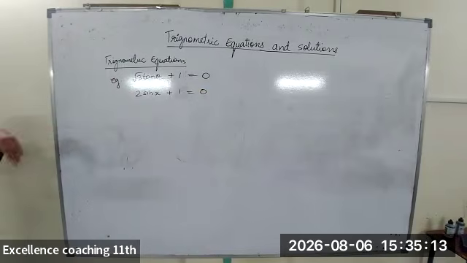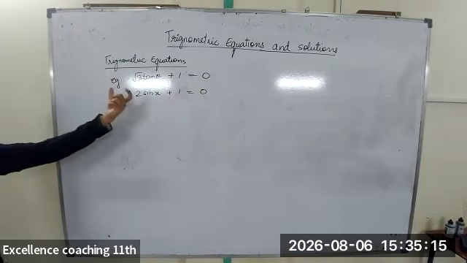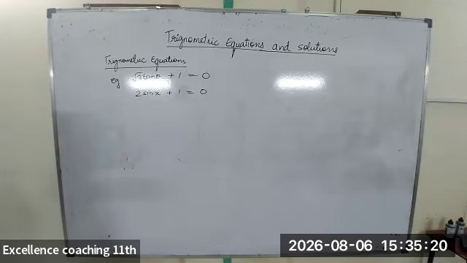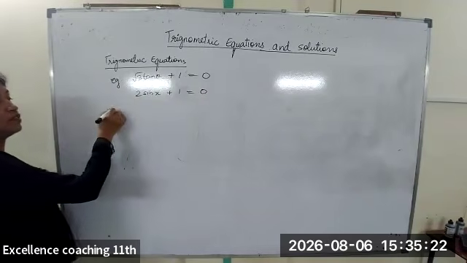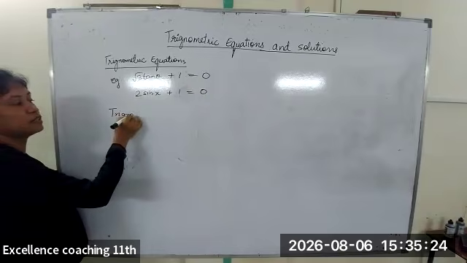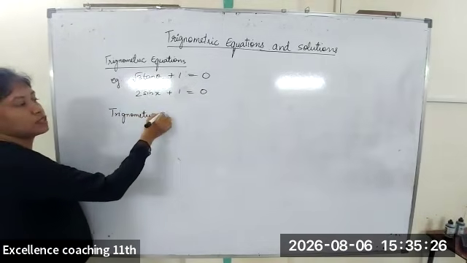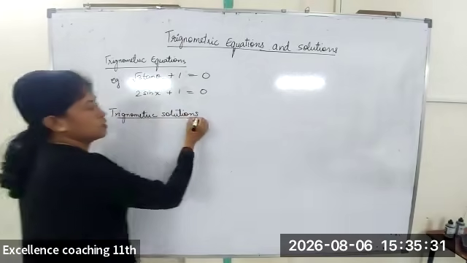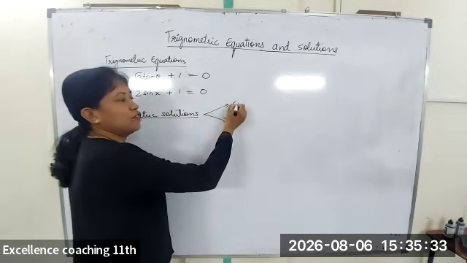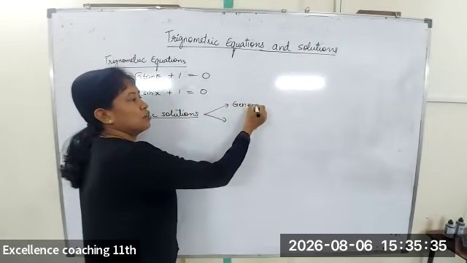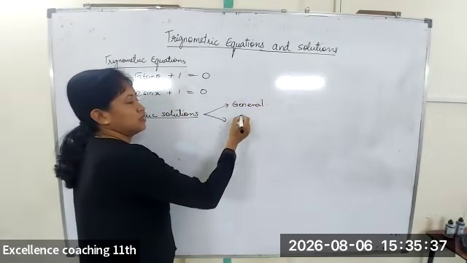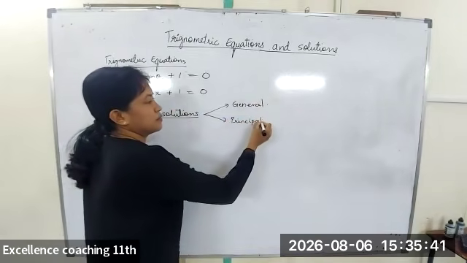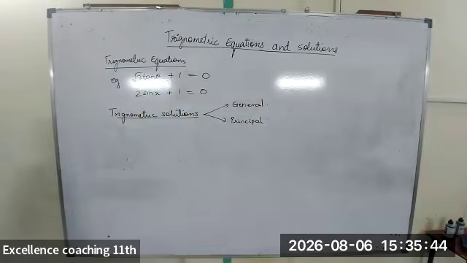The main part is now we have to learn how to find solutions for them. Solutions means how to solve them: get the value of theta, get the value of x. For that, we have something called trigonometric solutions. There are two types. In the exam, there is a specifier to find the general solution or the principal solution. Two types: one is general, one is principal.